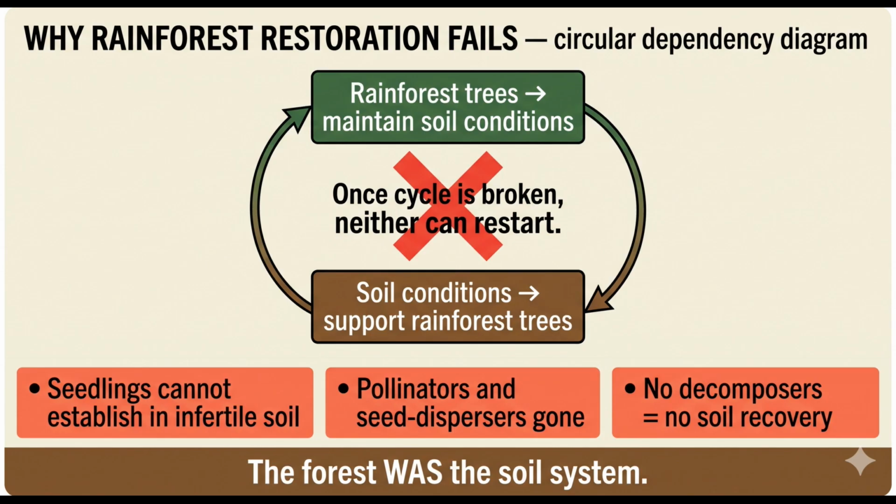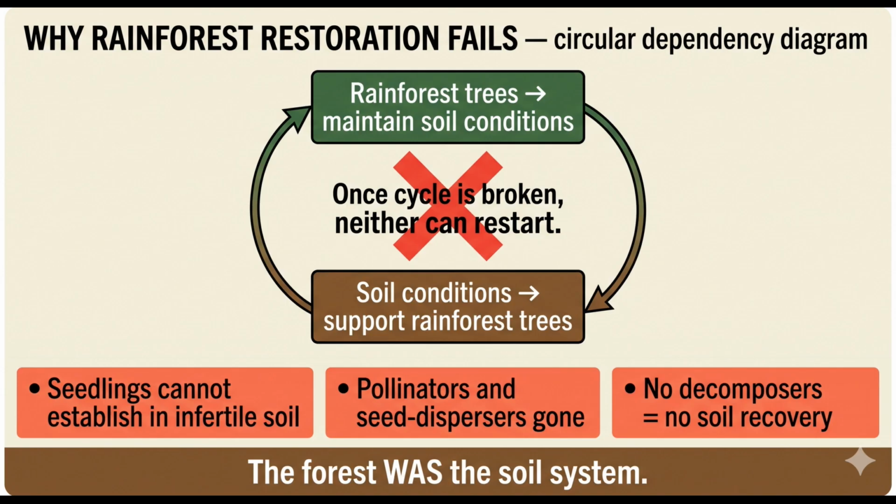Growing a rainforest back requires soil conditions that only a functioning rainforest can provide. But to provide those soil conditions, you need the trees. This is a circular dependency with no external fix. Without deep topsoil, rainforest seedlings cannot establish root systems strong enough to survive.